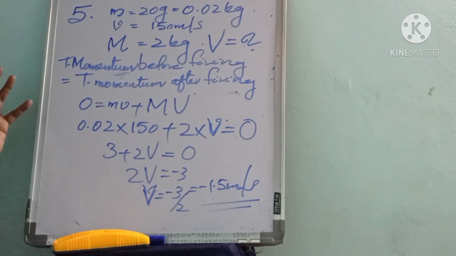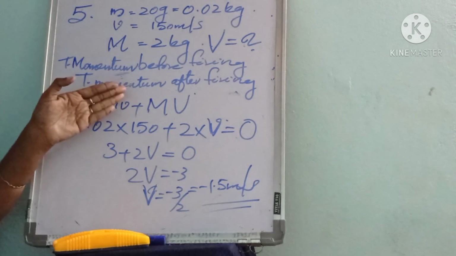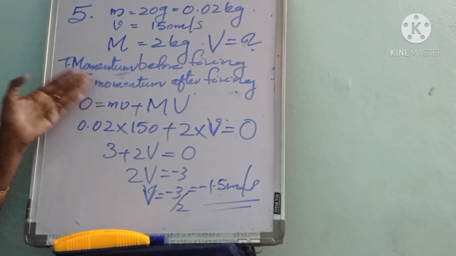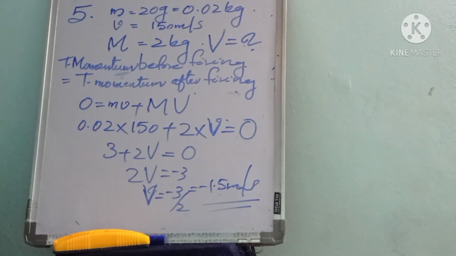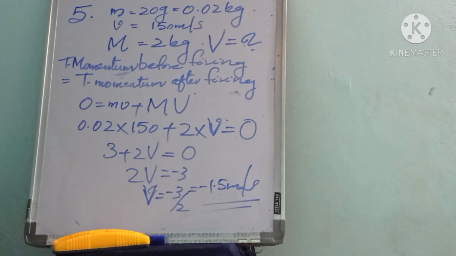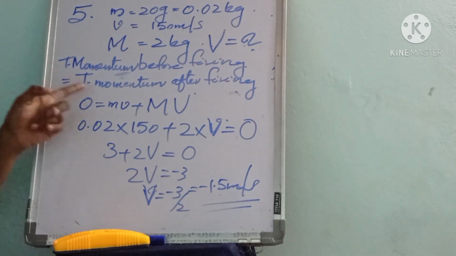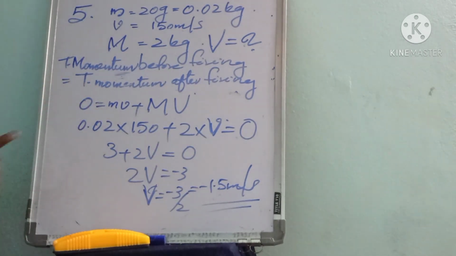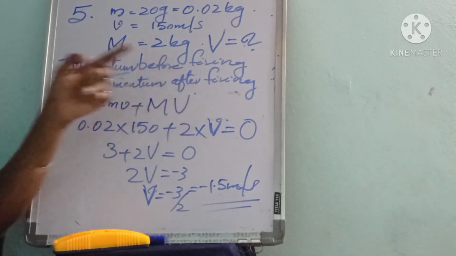Here we are considering the law of conservation of linear momentum. According to this law, the total momentum before firing is equal to the total momentum after firing. But you know, before firing, both the bullet and the pistol are at rest. So the total momentum is equal to 0. So 0 is equal to the total momentum after firing.